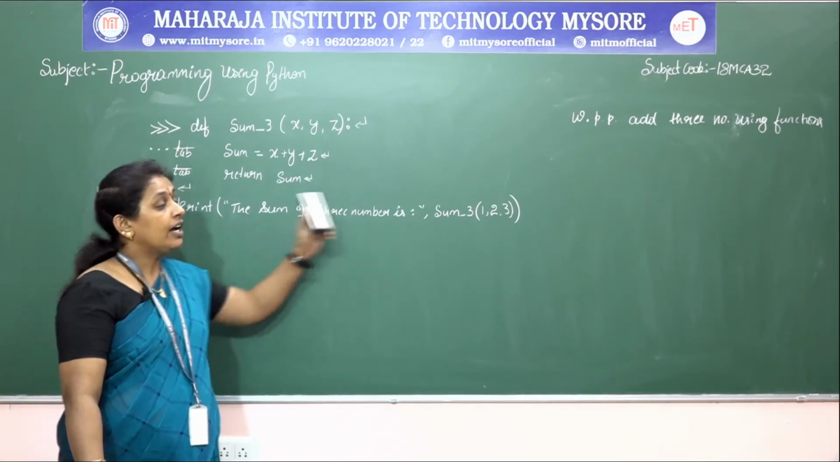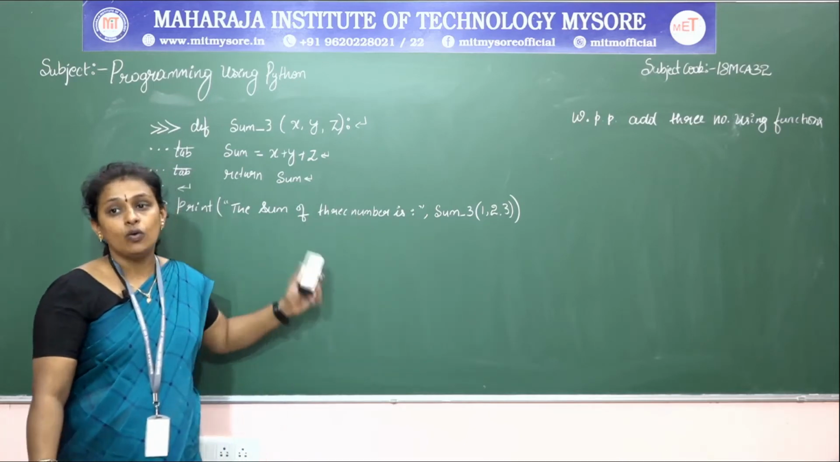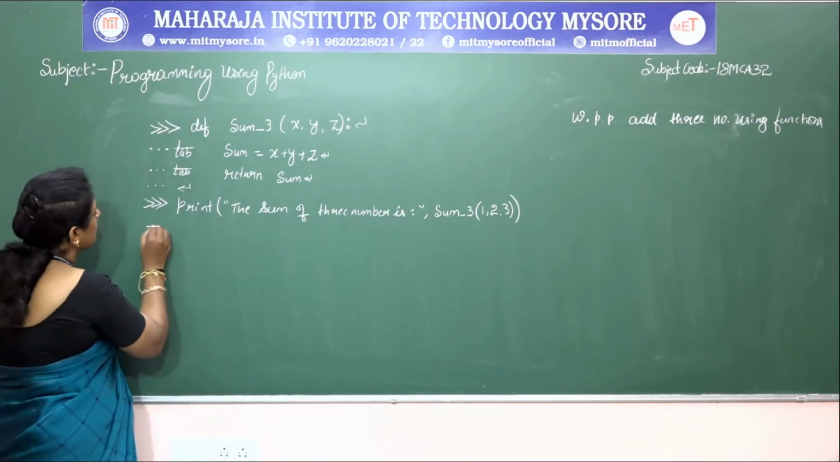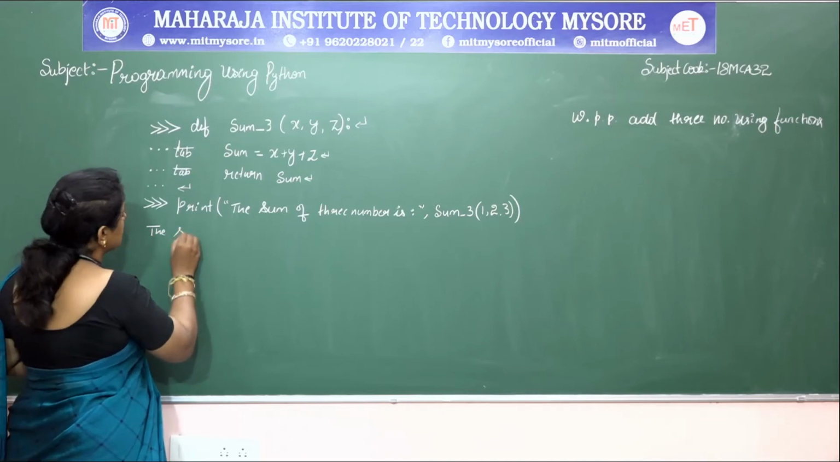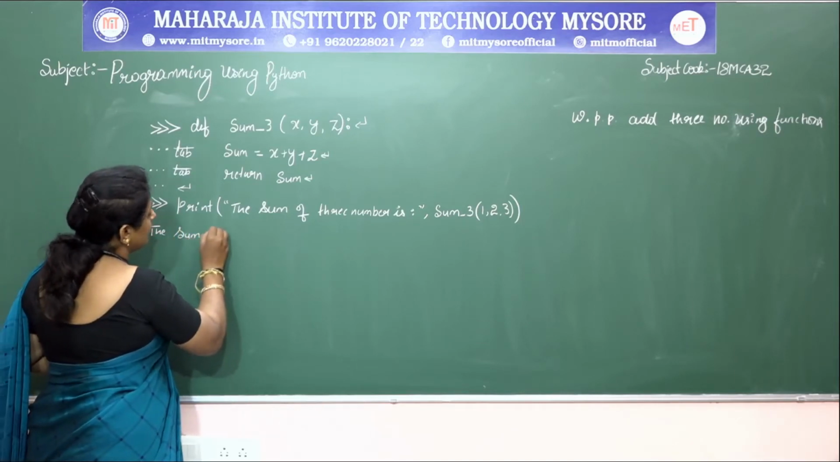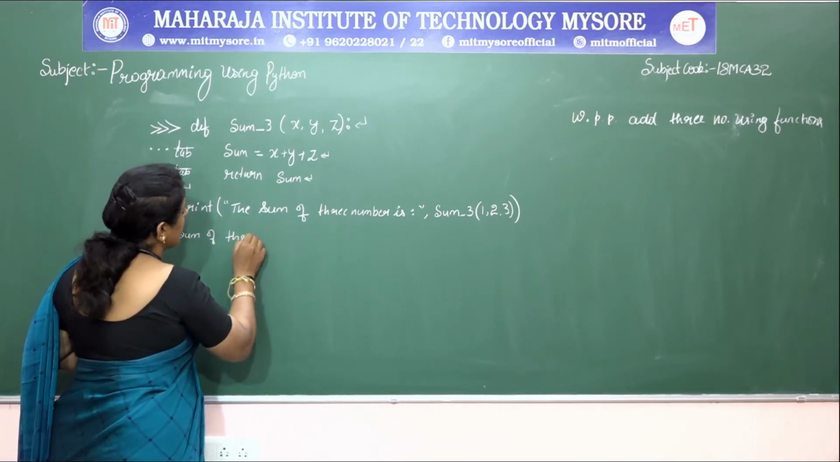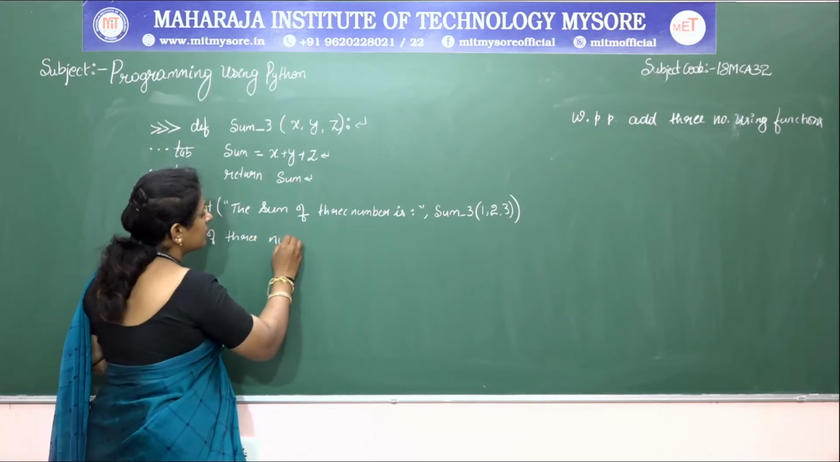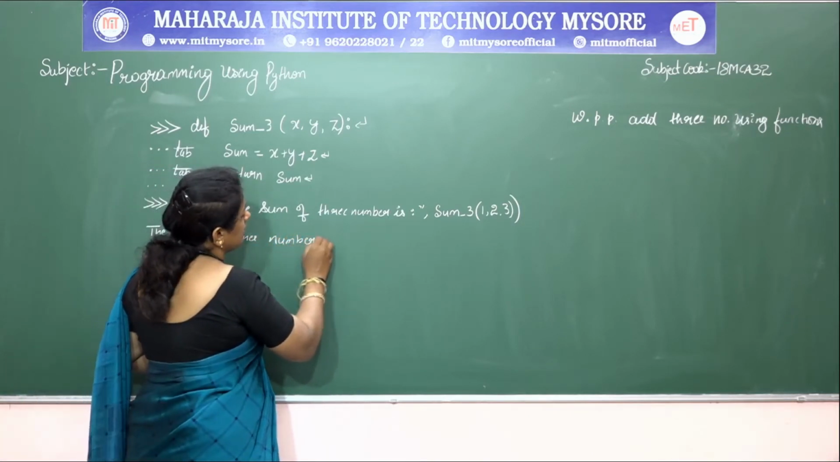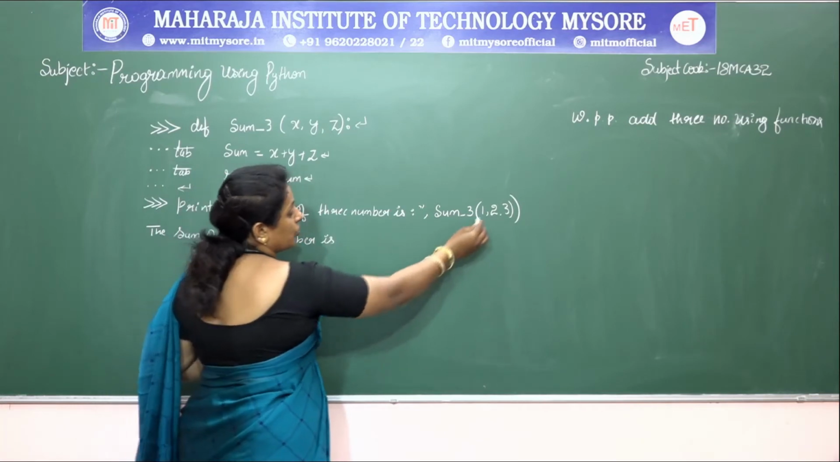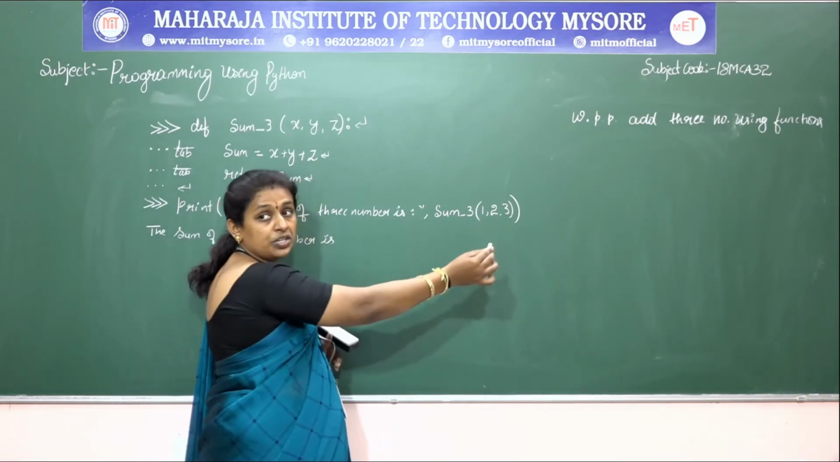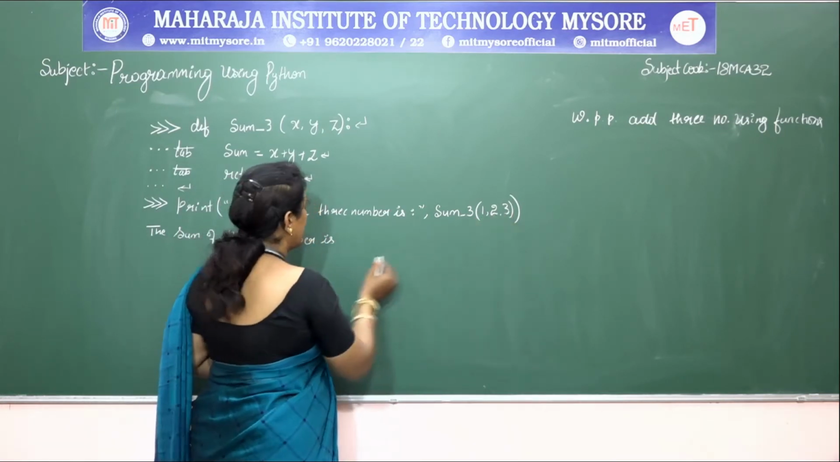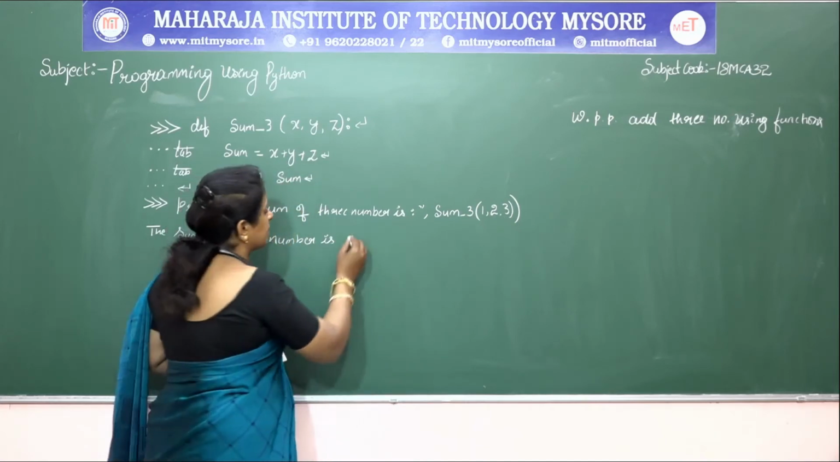When this gets executed, I will get the output: the sum of 3 numbers is, 1 plus 2 is 3, 3 plus 3, so we get the output as 6.